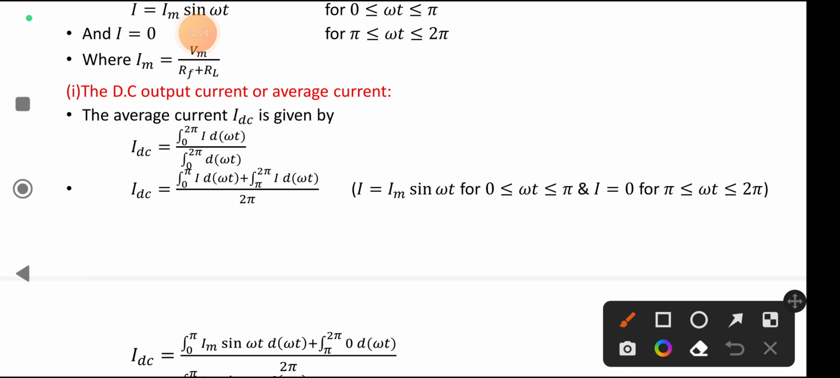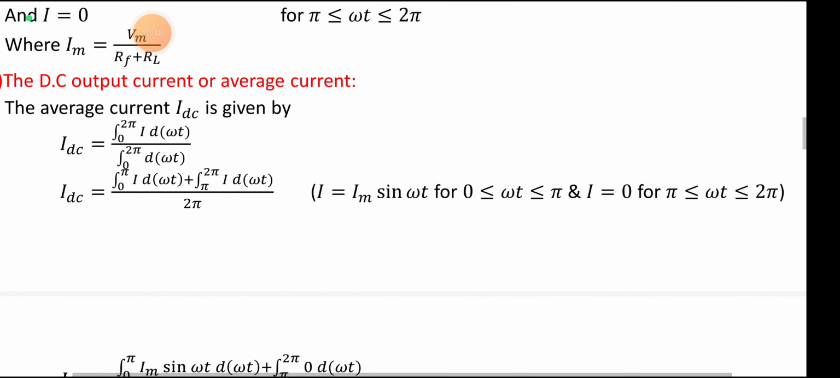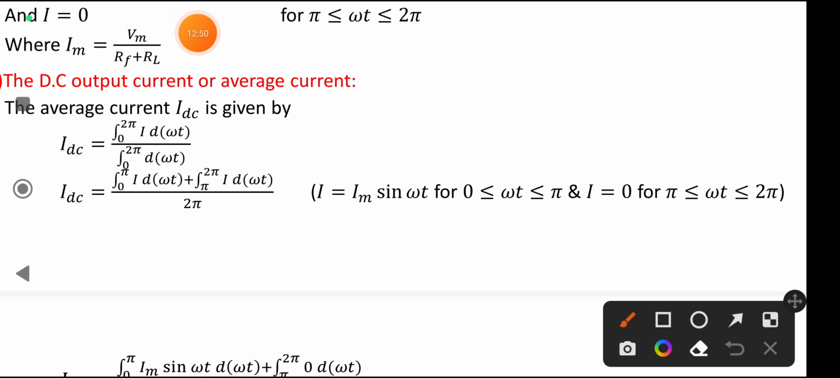DC output current or average current. See here I have written the word average. Why? Because if you take any DC meter, it measures only the average value. That is why the DC output current, or average current, we are going to calculate by using an equation or formula. And see here, this is the equation.